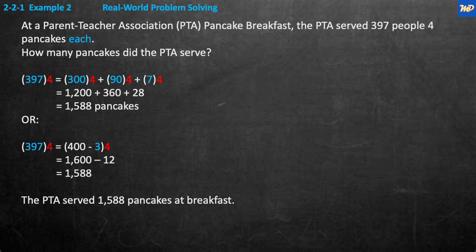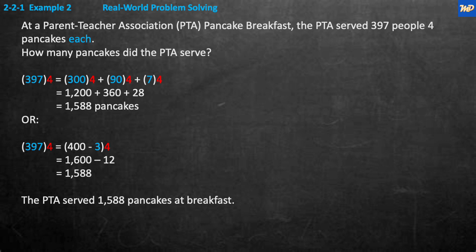Okay, example 2, real-world problem solving. At a Parent-Teacher Association, PTA, pancake breakfast, the PTA served 397 people 4 pancakes each. How many pancakes did the PTA serve? Well, there's 2 ways of looking at this, and they're both probably the same. So we'll go with the first one here.